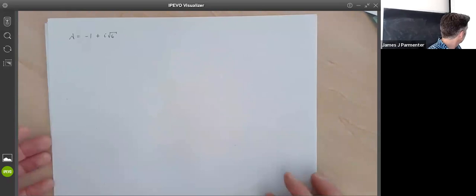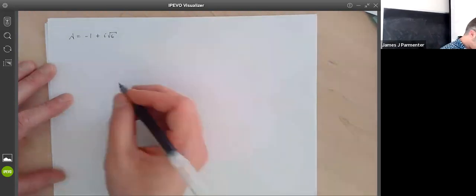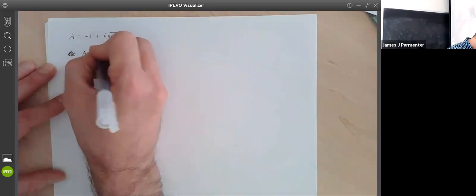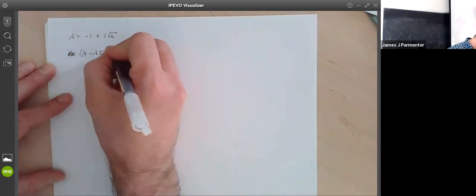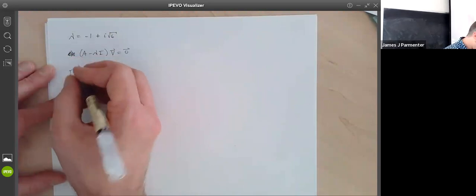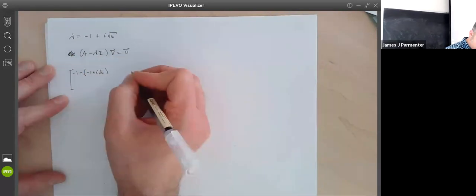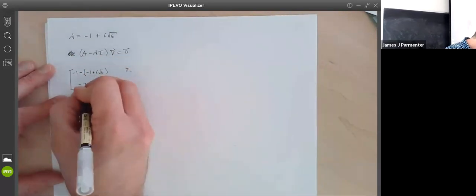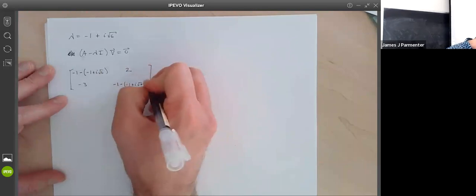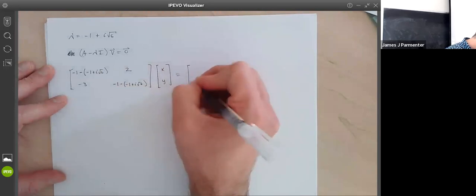So we're going to go back to our matrix, which I just totally forgot what it was. We're not doing a determinant, we're just doing A minus lambda I. So A minus lambda I times our eigenvector should equal 0. So A is [-1, 2; -3, -1]. So it's going to be -1 minus (-1 plus i root 6), and then 2, then -3, and then also -1 minus (-1 plus i root 6), times our eigenvector equal to (0, 0).